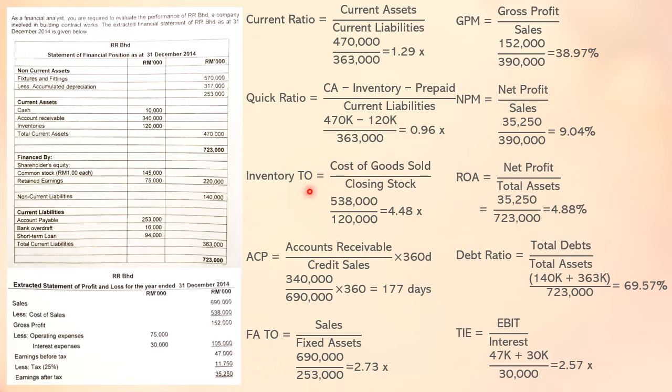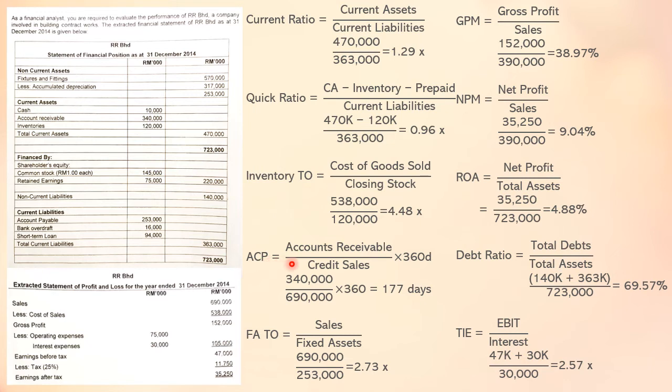Next is inventory turnover. The formula is cost of goods sold divided by average stock. So you look at the statement of financial position. Do they give you any information about the opening stock? No information. You only have the closing stock from the inventory. So you can substitute the average stock with closing stock, divided by 120,000. So inventory turnover is 4.48 times.